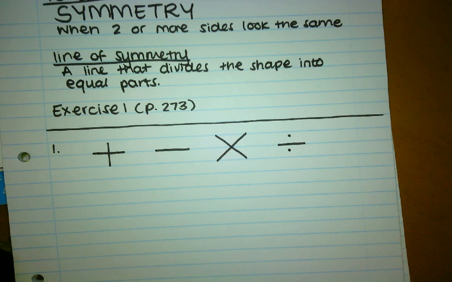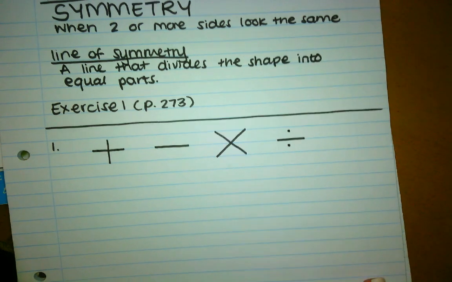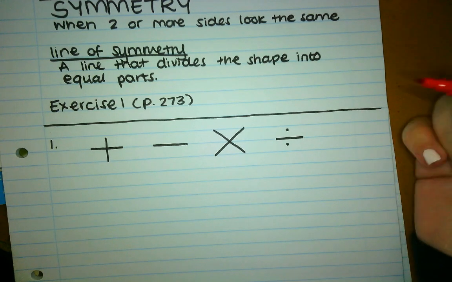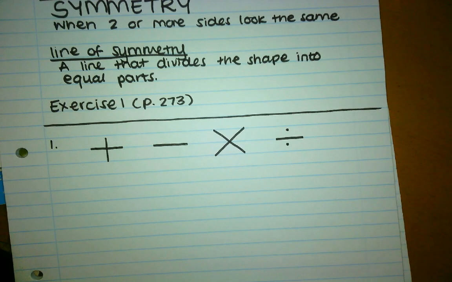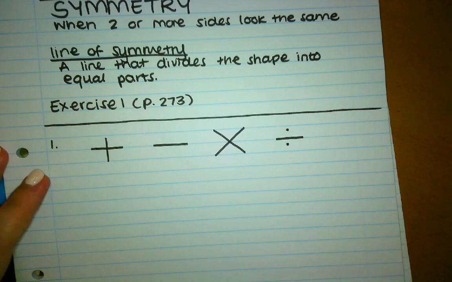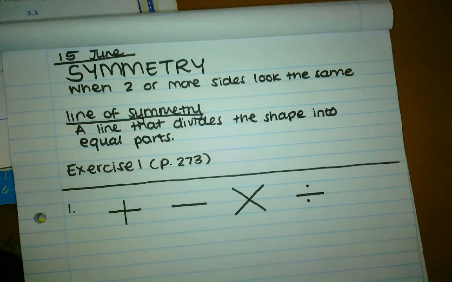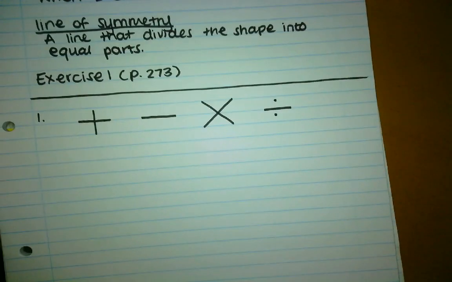Okay, then I want you to take a color for me. I'm going to use red so that you can see it. And then you're going to draw the lines of symmetry. So which signs are symmetrical? You can try and see which ones are actually symmetrical.